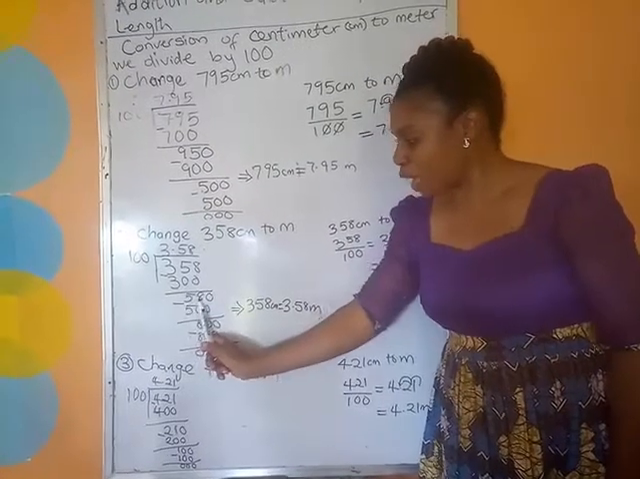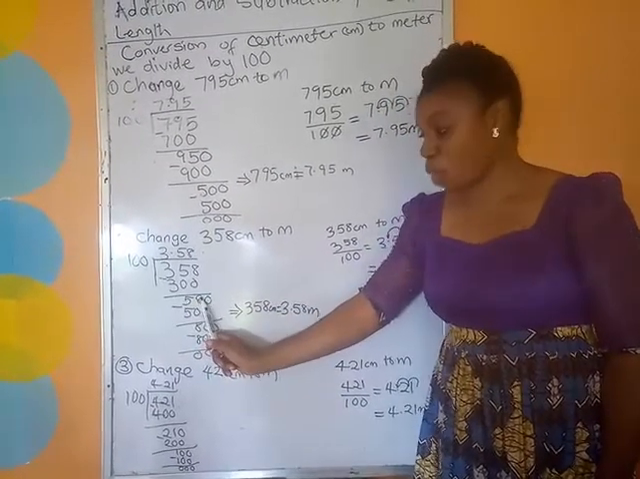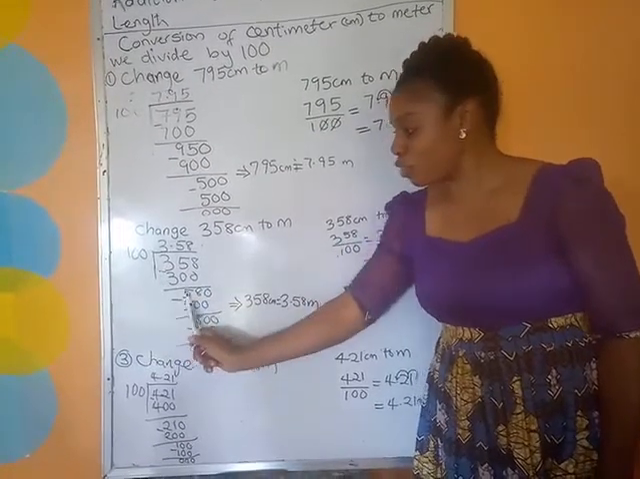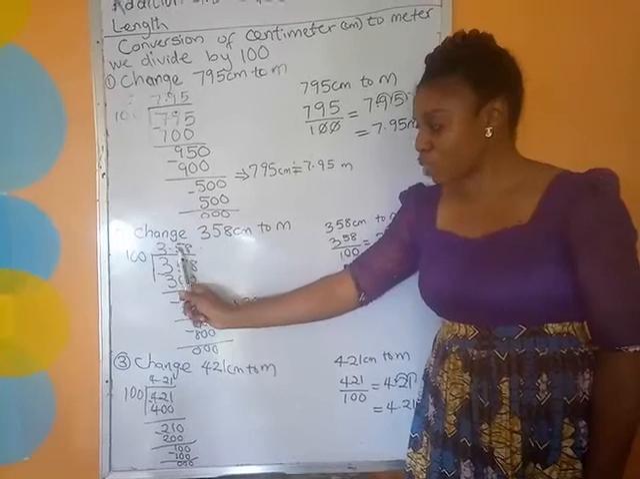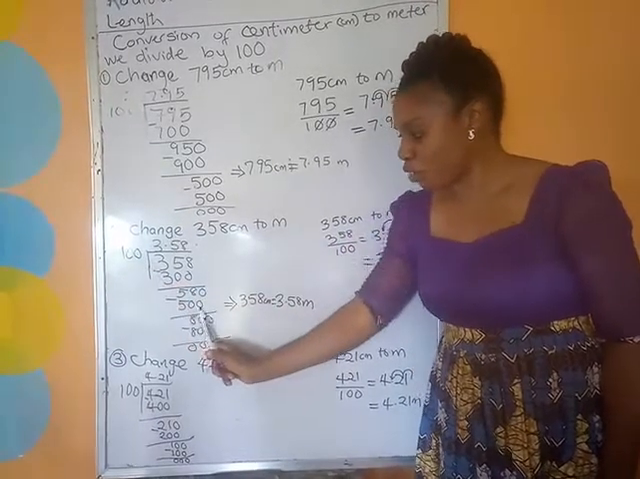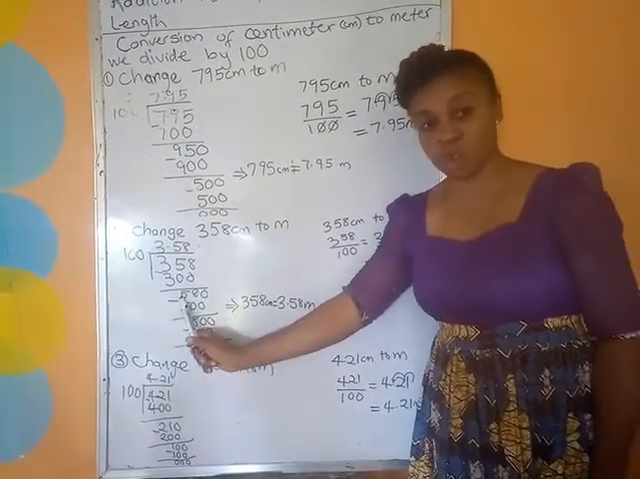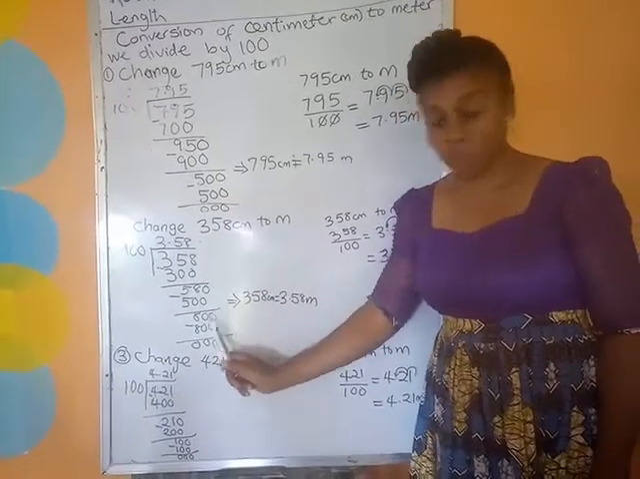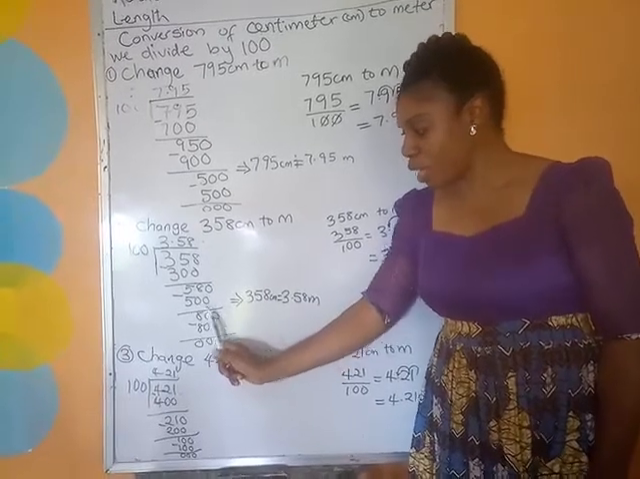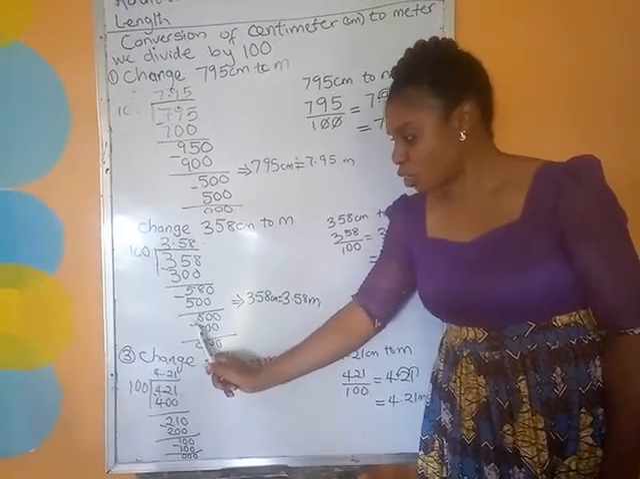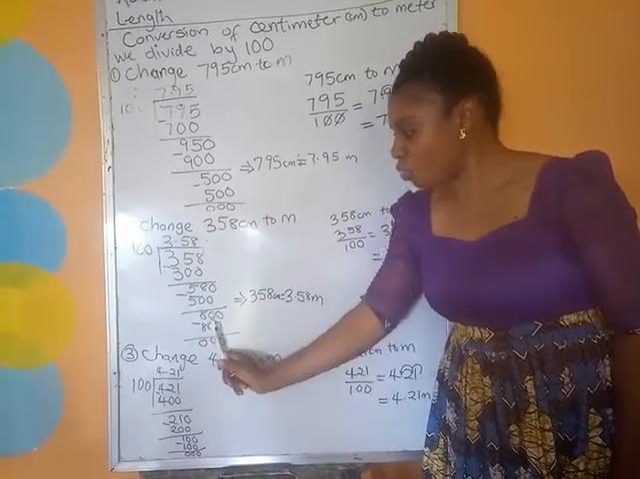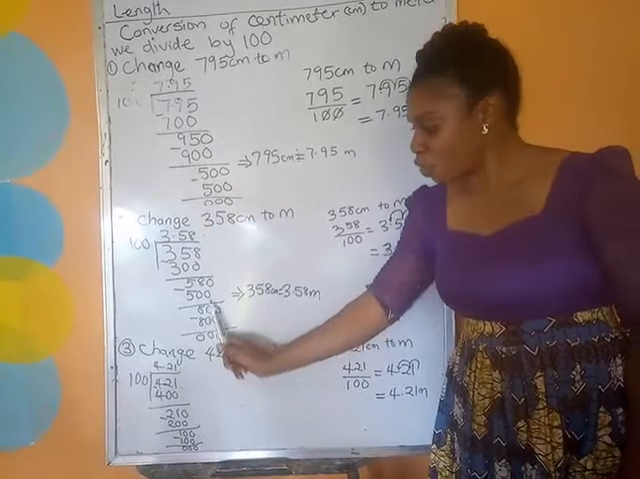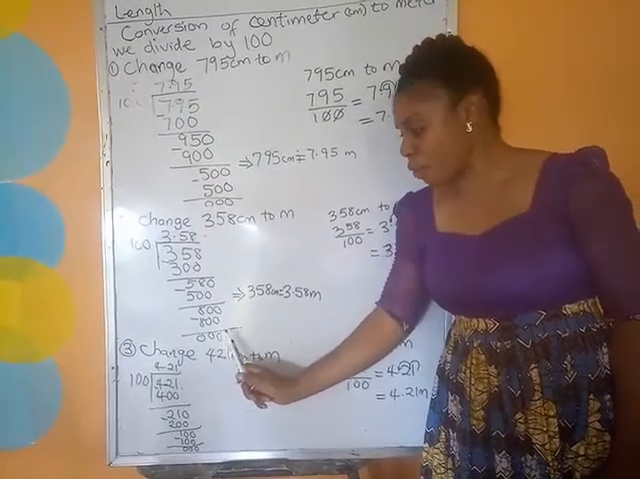You have 58. Can 100 go into 58? No, it's not possible. You add your 0. When you add your 0, how many times will 100 go into 580? It goes 5 times. 5 times 100, you get 500. You draw your line, and you remember your subtraction sign. Now, how many times will 100 go into 80? It's not possible. You add your 0 to it, and remember your subtraction sign. How many times will 100 go into 800? It's 8 times. 8 times 100, you get 800. You draw your line, and when you subtract, you get 0, 0, 0.